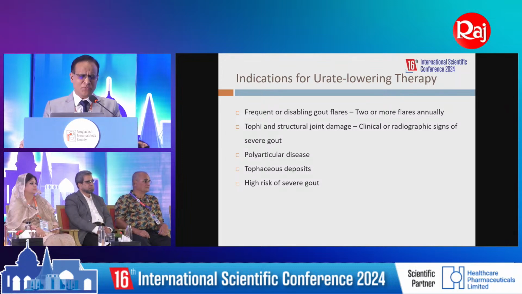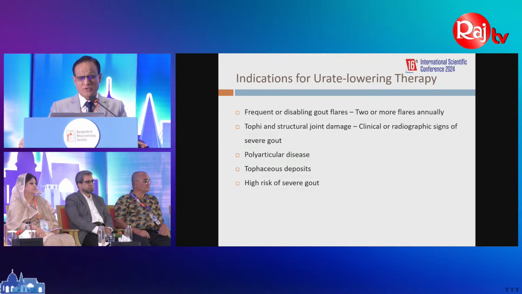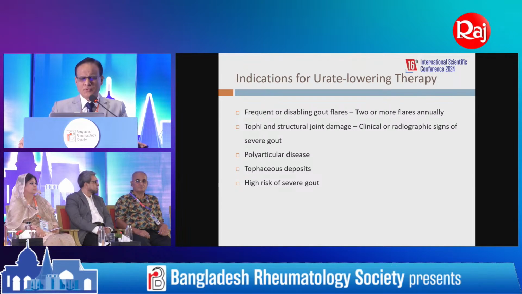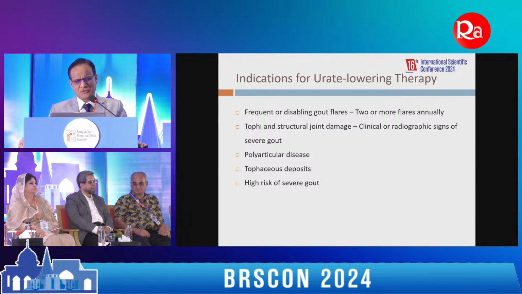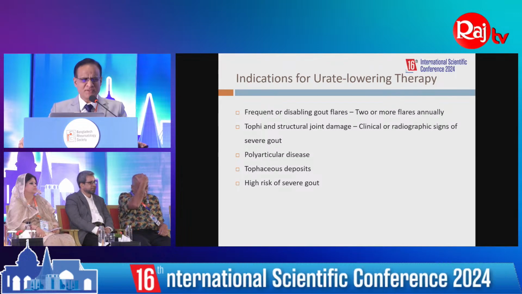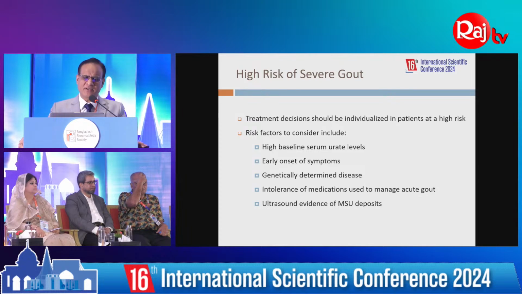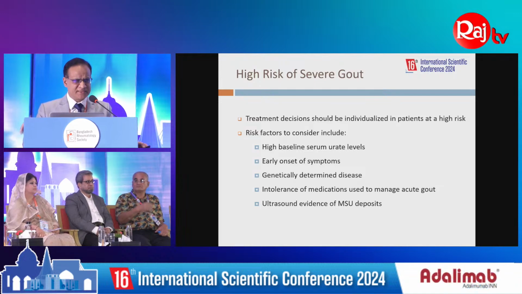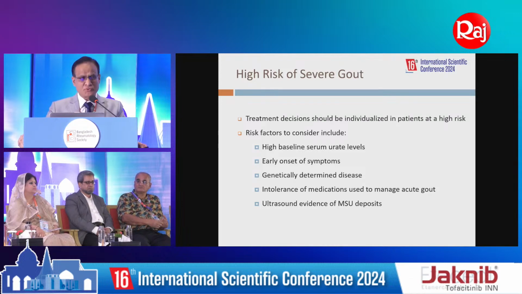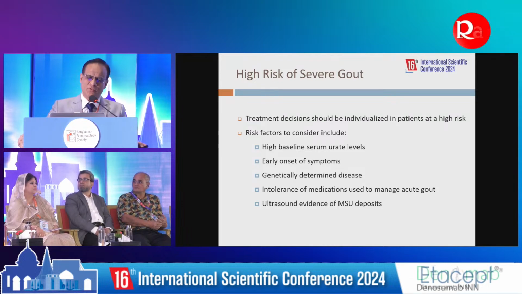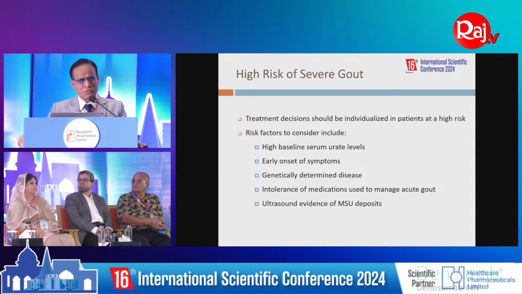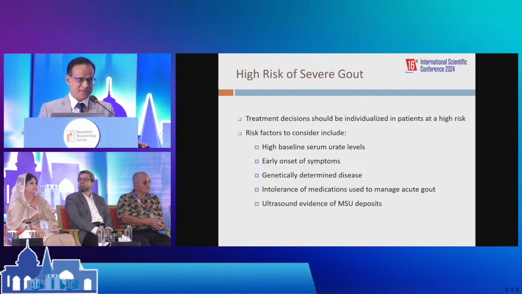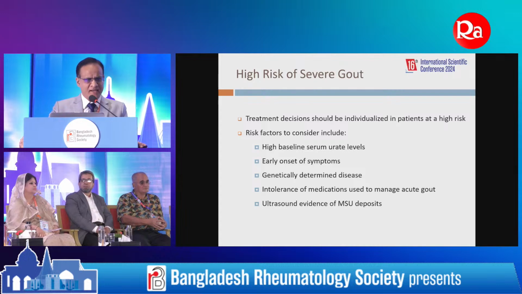Everybody knows the indications of urate lowering drugs. We know 2 or more flares annually, patients having tophi, polyarticular gout, tophaceous deposit, and sometimes those who have high risk factors. What are the high risk factors? We must consider high baseline serum urate level, early onset of symptoms, genetically determined disease, and intolerance to medication used in management during acute gout flare. And if we see monosodium urate deposit in ultrasound findings, these patients will be considered as a high-risk group.